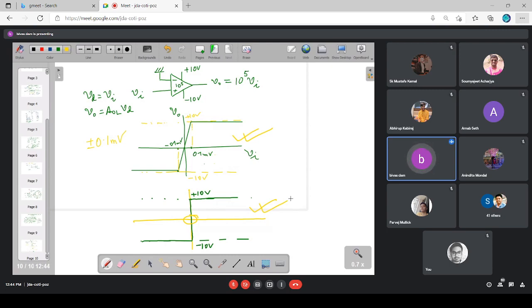Now, from these characteristics, what do we find? This is your VD or VI, whatever you say. In this case, VD and VI both are the same. Is it not? Here? Yes, sir. Okay.